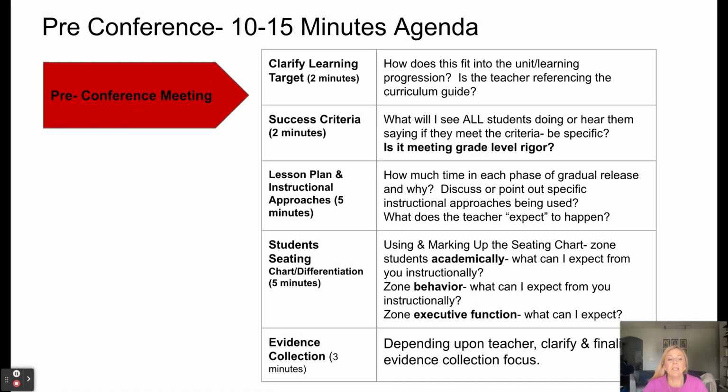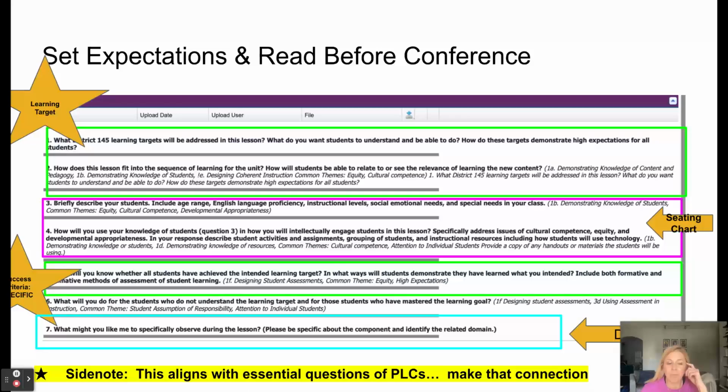Okay, so the second routine, and I have to pop back here for a second. Everybody fills out this form. One of the features on our forms is we really tried to make the connections to the components that are associated with that offstage planning and prep, to reinforce that this is an expectation all the time. The second thing is you have to read it before the conference.